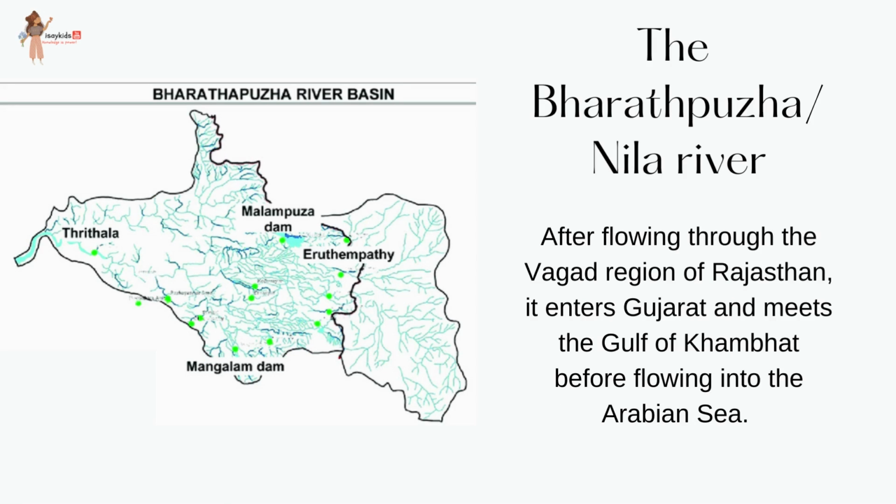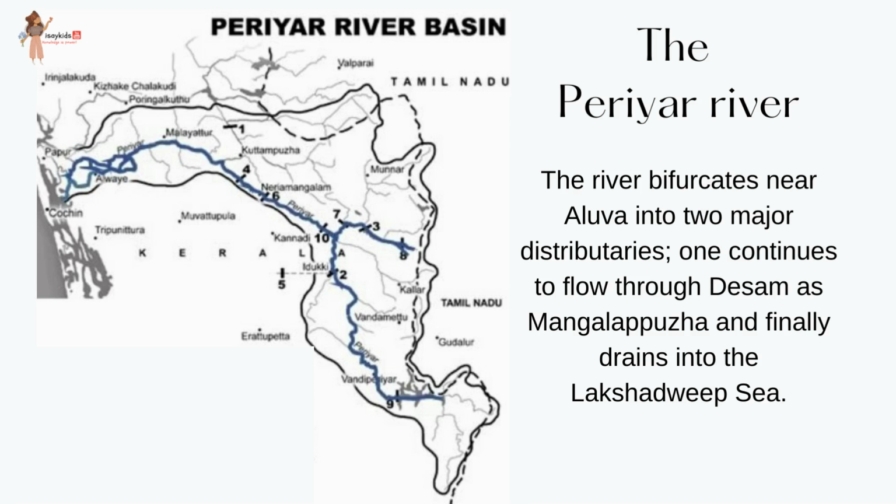The Neela River or the Bharatpuzha. After flowing through the Wagad region of Rajasthan, it enters Gujarat and meets the Gulf of Khambat before flowing into the Arabian Sea. The length of the river is 580 kilometers. The Periyar River bifurcates near Aluva into two major distributaries. One continues to flow through Desam as Mangalapuzha and finally drains into the Lakshadweep Sea.